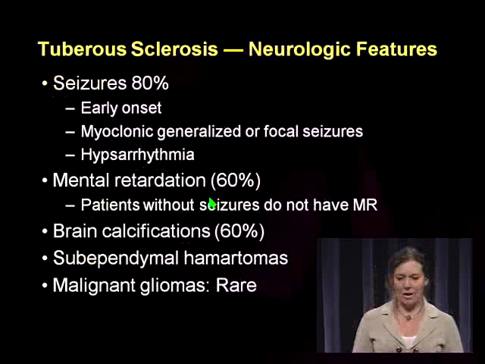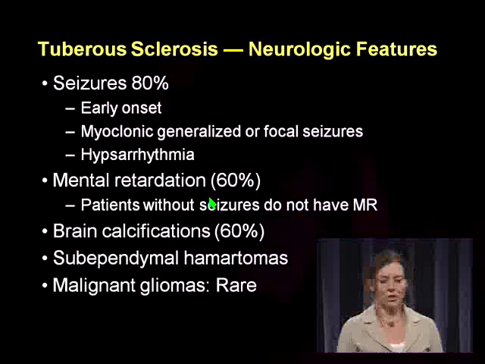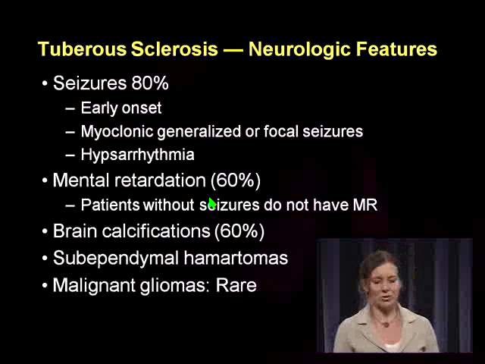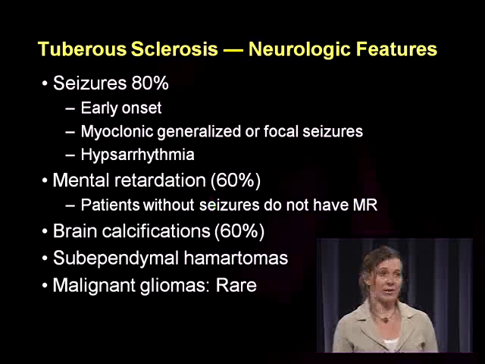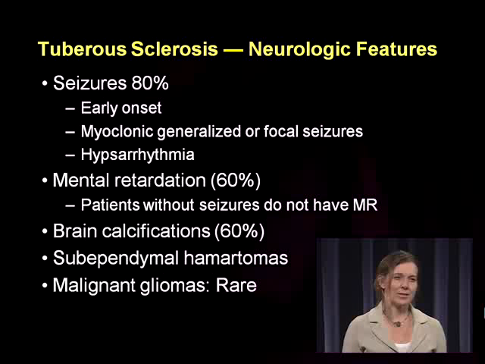We know that neurologic features are an important part of this condition. As I mentioned, seizures are very unusual in NF, but about 80% of patients with tuberous sclerosis do have seizures. These tend to be very early in their onset. They can be myoclonic, generalized, or focal seizures. They can have hypsarrhythmia. There's a pretty high rate of mental retardation, much higher than with NF, about 60%, and this seems to correlate quite well with the severity of the seizures, so that patients that don't have seizures usually do not have mental retardation.